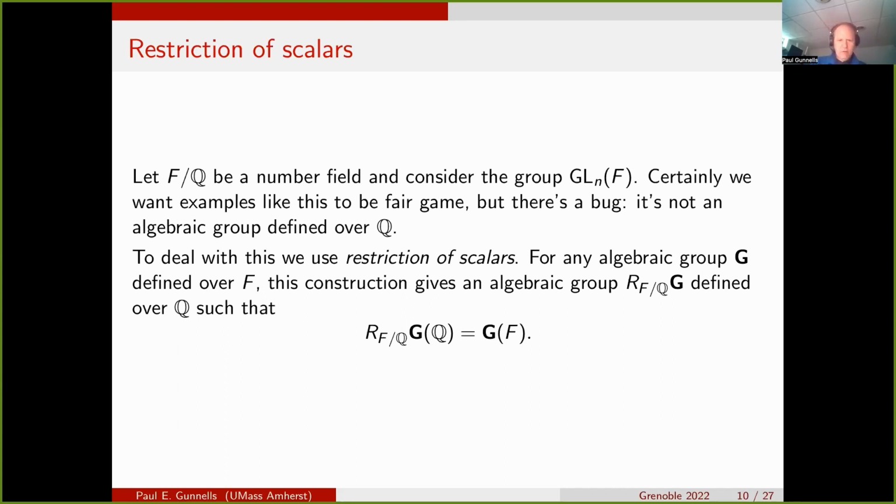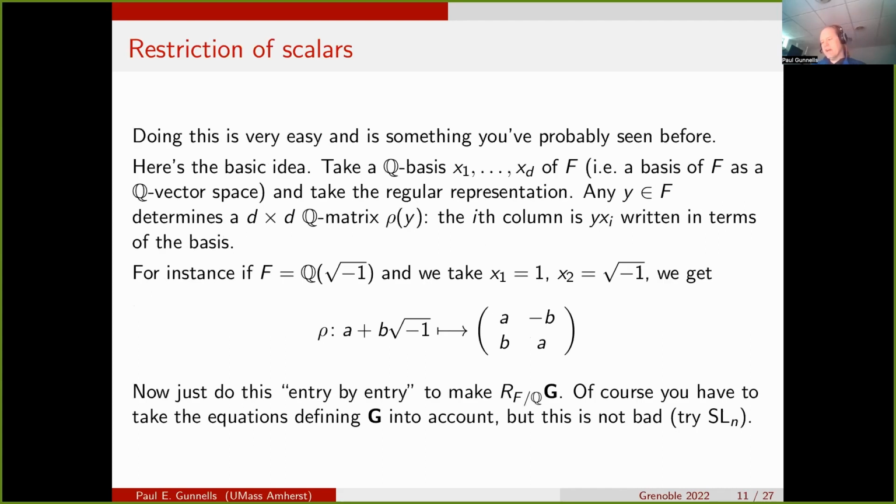But when I take the rational points, I look at the rational solutions to those polynomials, I end up making this group that I want, GL_n(F), to get the F solutions somehow. So it turns out that's something that you've probably seen a lot of times without realizing that's what you were looking at. So here's how it works.